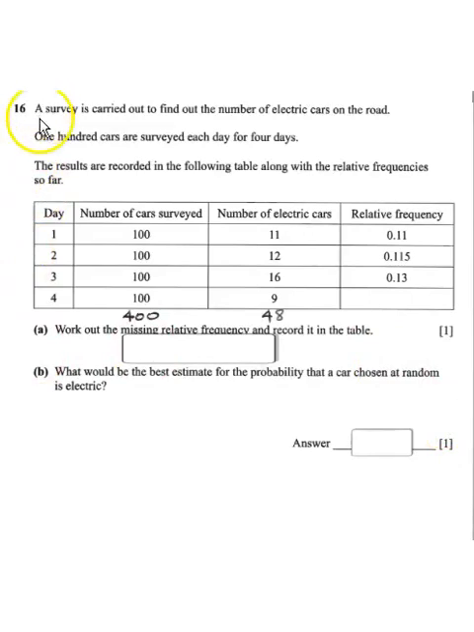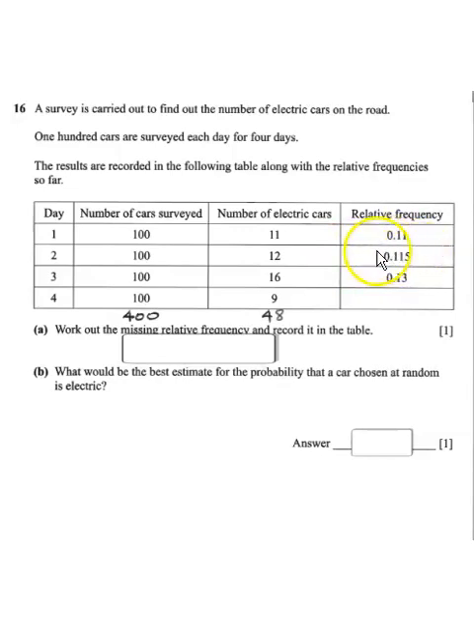Question 16 is a survey is carried out to find out the number of electric cars on the road. 100 cars are surveyed each day for 4 days. The results are recorded in the following table along with the relative frequencies so far. So these aren't consecutive totals, these are just individual totals for each day. So to get the relative frequency for 0.11 for day 1 is just 11 divided by 100.